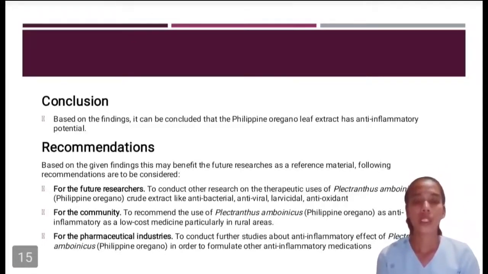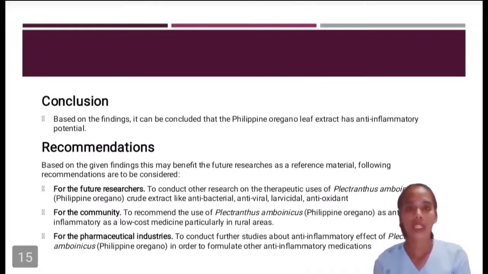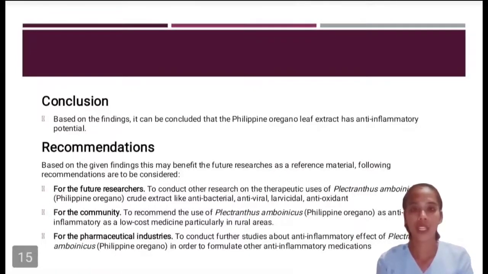Conclusions. Based on the findings, it can be concluded that the Philippine oregano leaf extract has anti-inflammatory potential. Recommendations. Based on the given findings, this may benefit the future researchers as a reference material. The following recommendations are to be considered.